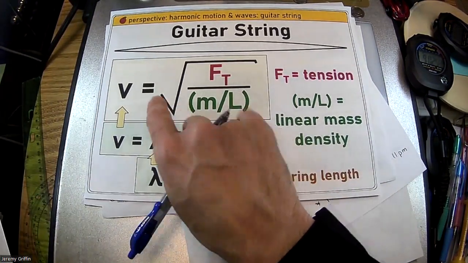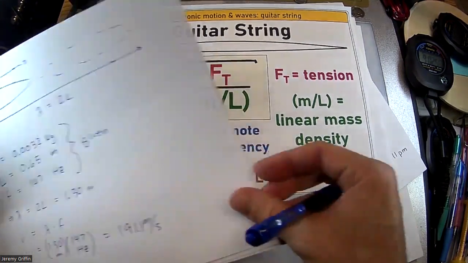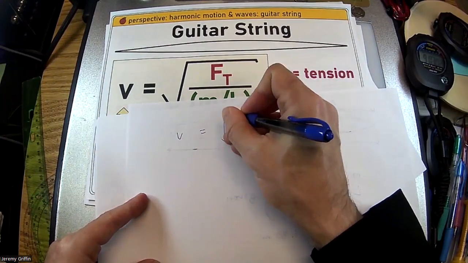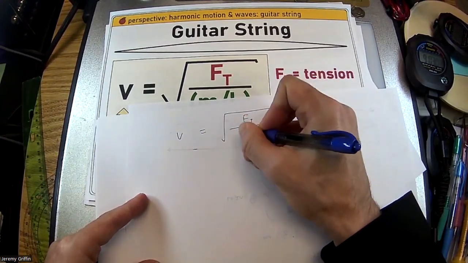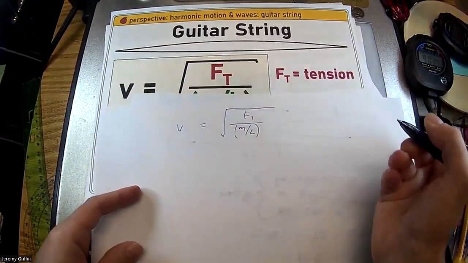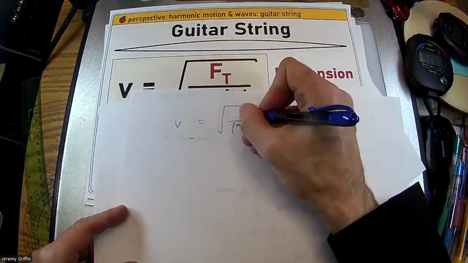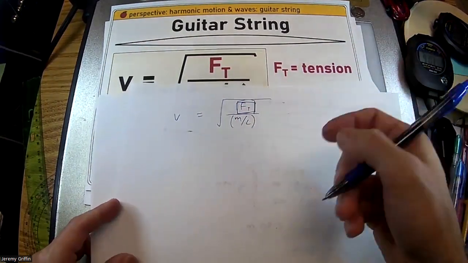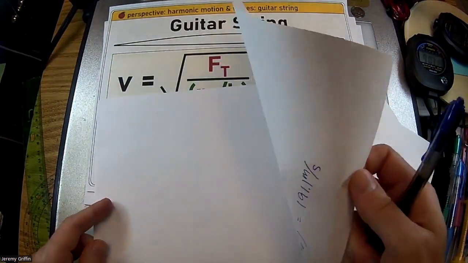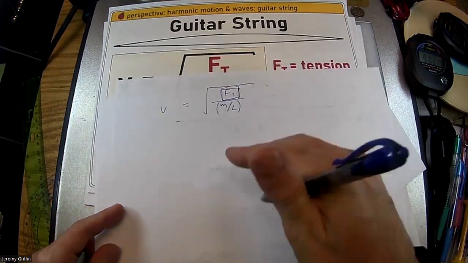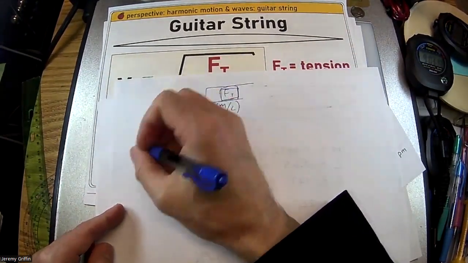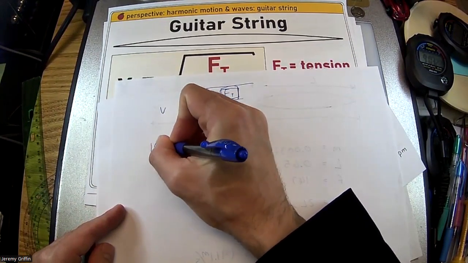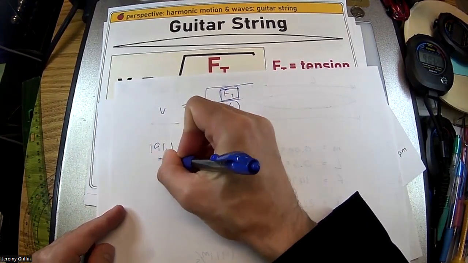Now we need to tackle this top box right here. So speed is the square root of tension divided by linear mass density, which is mass per unit length. And we know everything at this point except for this tension. Just trying to solve. So we figured the speed of the wave on the string itself. No, this is not the speed of sound. It's the speed of the wave on the string. This is a standing wave, a weird concept. 191.1 meters per second is what we came up with.